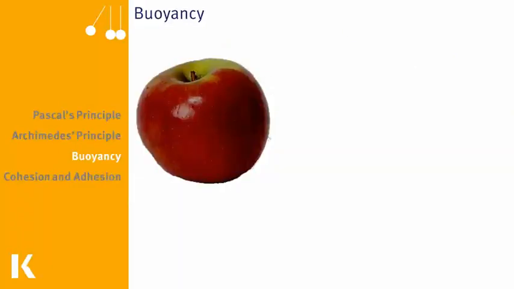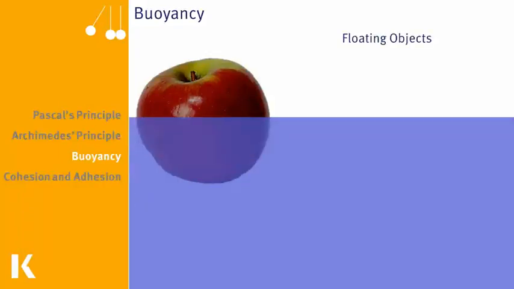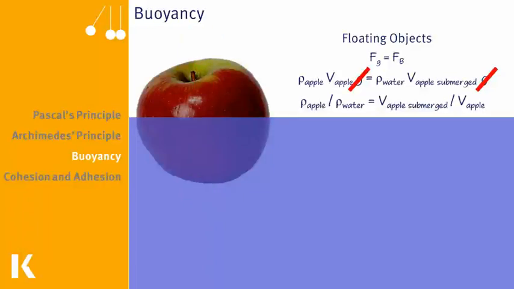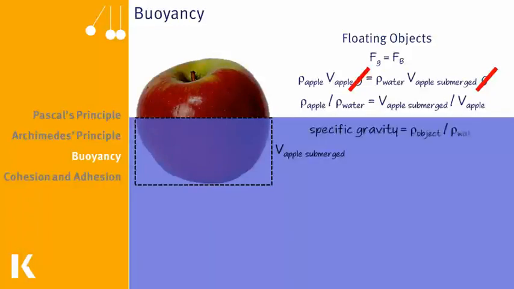Things get slightly more complicated when it comes to objects like this apple, which tend to float in water. If the object is floating, it is in equilibrium with no net force accelerating it in any direction, or the buoyant force is equal to the gravitational force. Subbing in the same terms for gravitational force and buoyant force as before, we can cancel out the like terms for gravity and rearrange to see that the ratio of the density of the apple to the density of the water is equal to the ratio of the volume of the apple submerged to its total volume. Put differently, the percentage of that apple that is submerged is equal to its specific gravity.